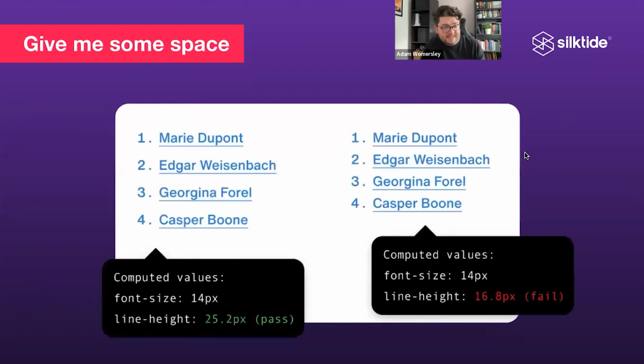And spacing matters. Again, 24 pixels, golden number. I'm sorry to keep shouting 24 at you, but this is the same principle applied, but using line height. So we have a list of names here, and the example on the left has a line height of over 24 pixels. So that's great, that's a pass. And the example on the right has a line height of less than 24 pixels. I think it's like 16. So that is a fail.